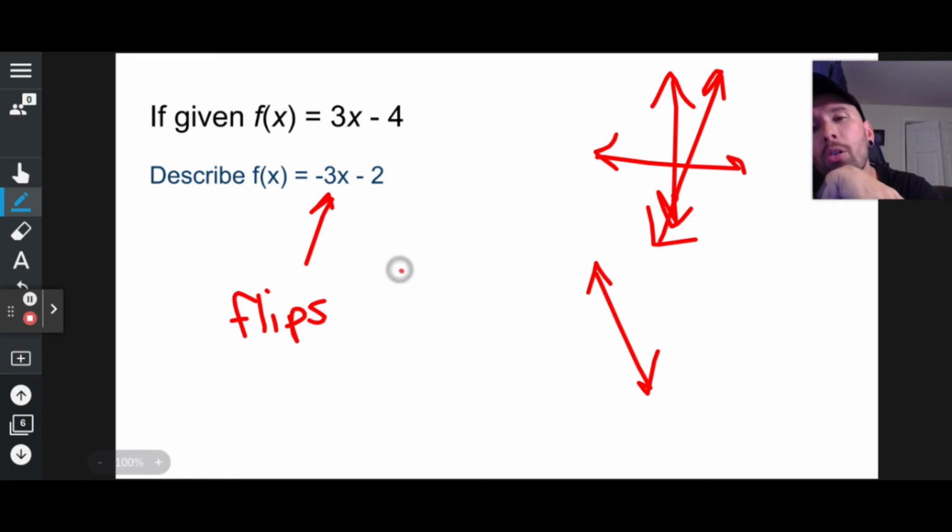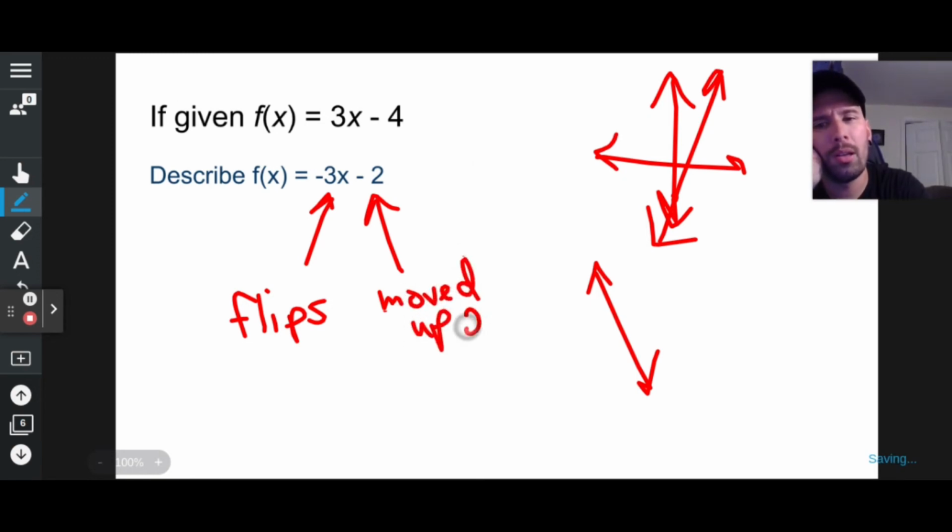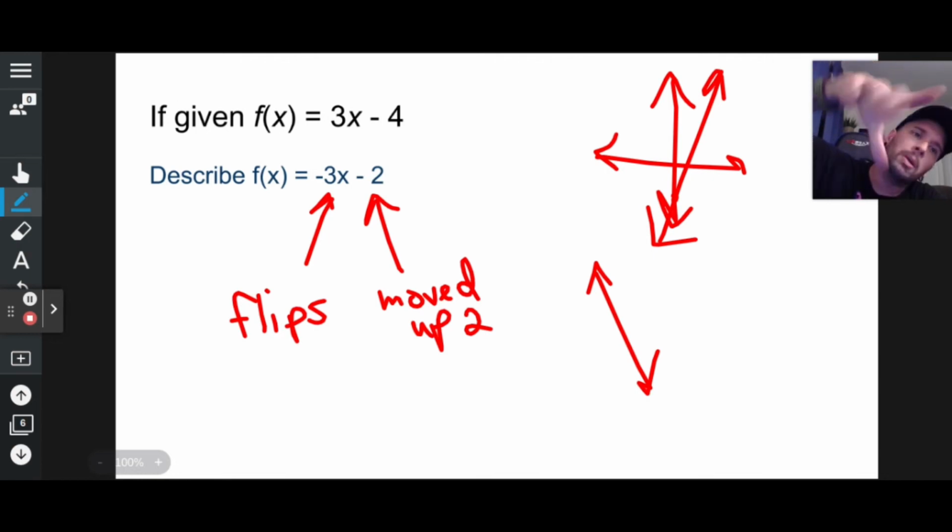Now that minus 2 used to be minus 4. So by turning negative 4 into negative 2, I moved up 2 units. So my line changed in 2 ways. My 3x became a negative 3x. All right, great. It looked like that, now it looks like that. My negative 4 became negative 2, which means it just moved up higher 2 units. That's it.